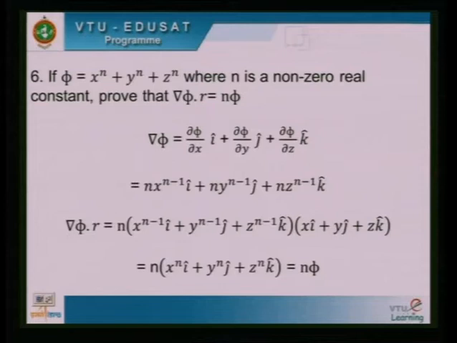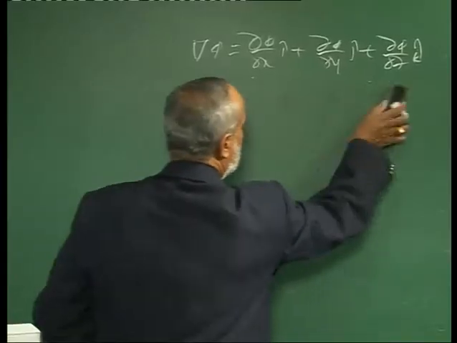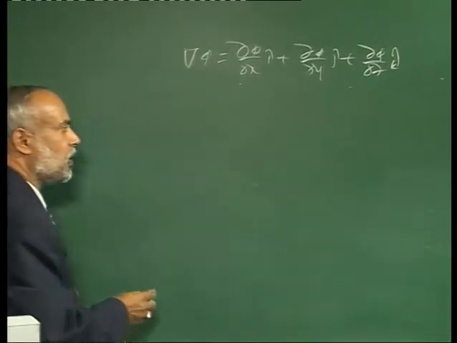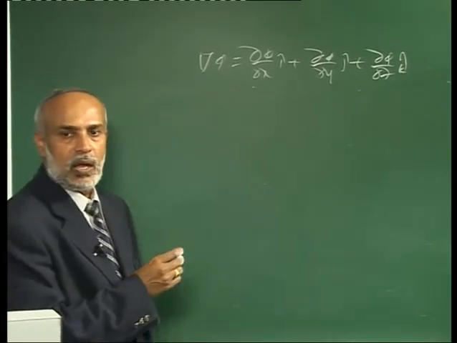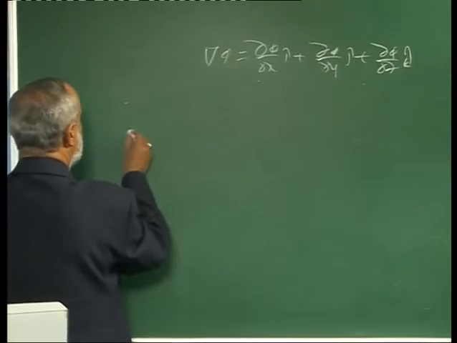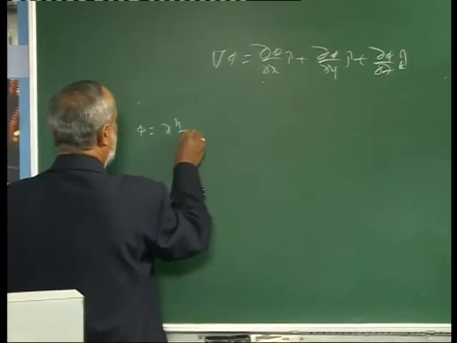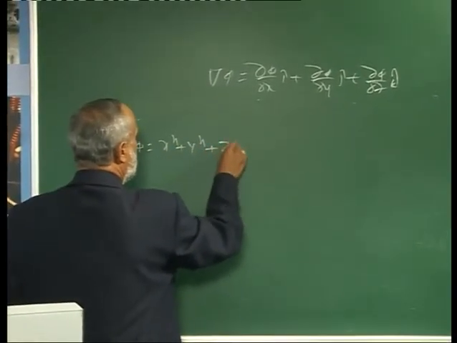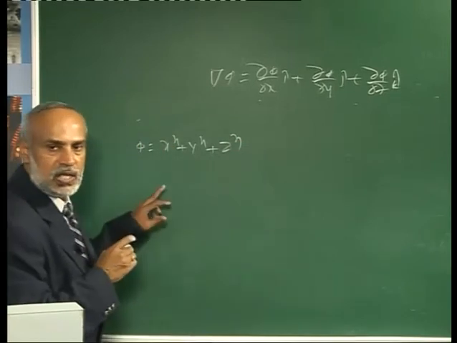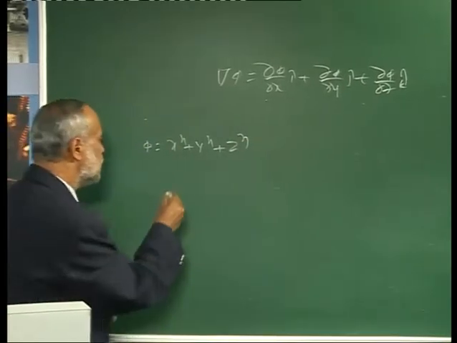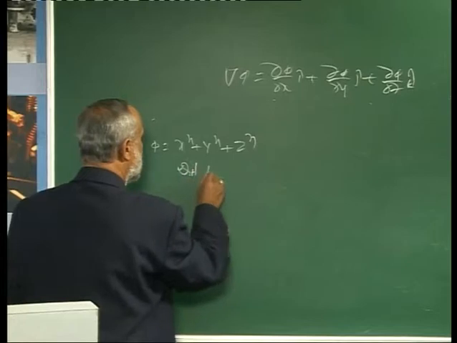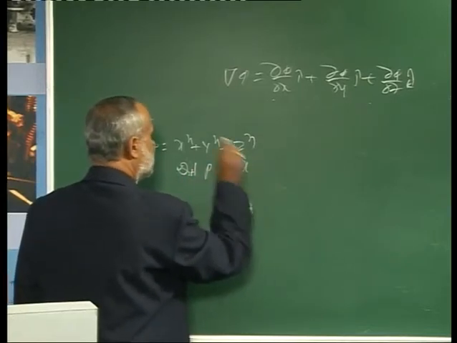Gradient of phi formula is ∂phi/∂x i cap plus ∂phi/∂y j cap plus ∂phi/∂z k cap. Then the given problem is phi equals x to the power of n plus y to the power of n plus z to the power of n. See here, this term you can differentiate partially with respect to x.